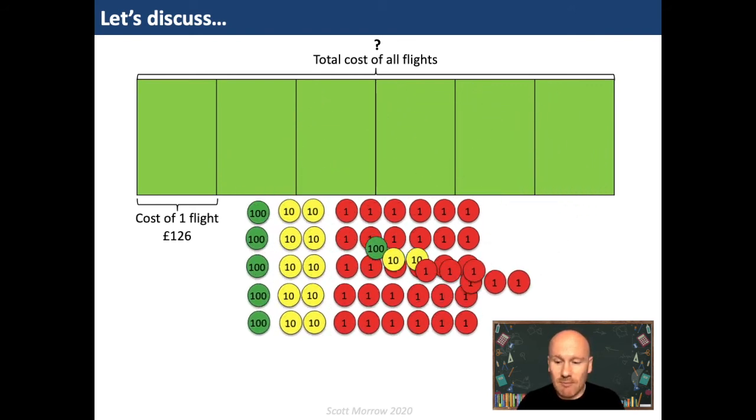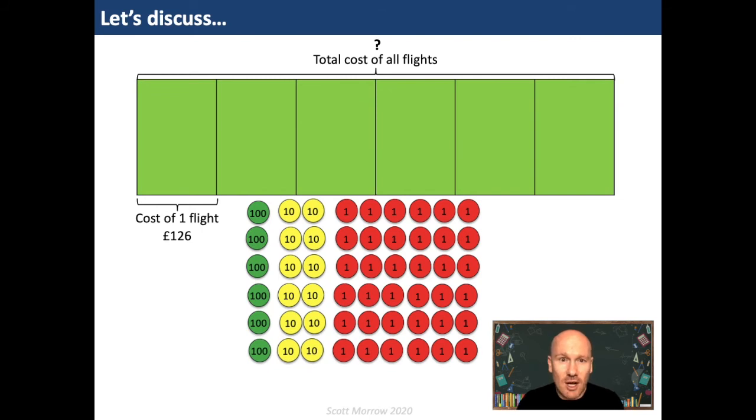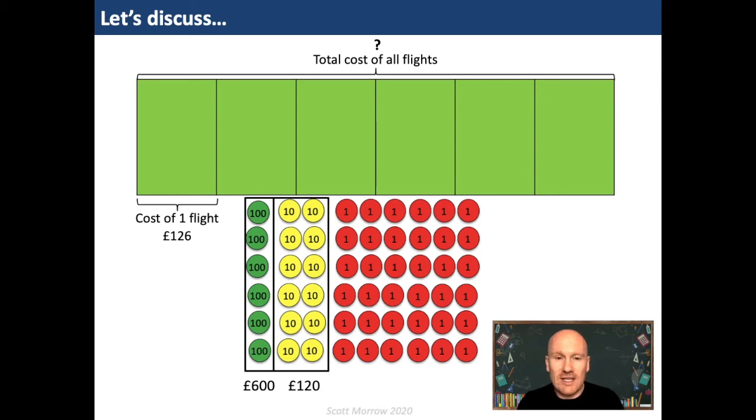Now, just like we did before, we can partition that. Let's add up those hundreds to give us 600. Let's add up those tens to give us 120. And let's add up those 6 lots of 6 to give us 36. So here I can add 600 plus 120 plus 36 to give us the same answer of 756.